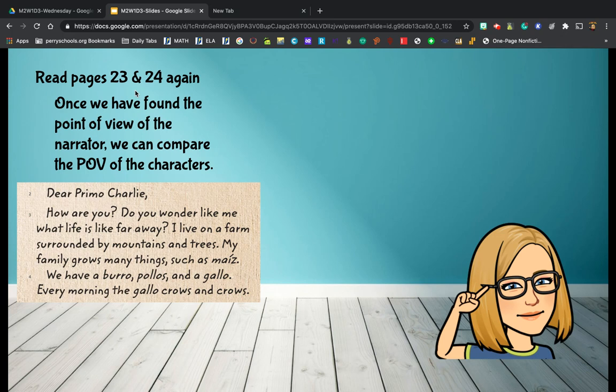As I was reading that, I see a couple things. He's asking how Charlie is, because he's writing to Charlie, and he says, do you wonder like me? So I see me. I see I live on a farm. My family grows things. So he's talking about his family, and we have a burro. So I'm looking through this and I can see on this part, Carlitos is actually telling the story, is actually telling this part of it. This is his letter to Charlie.